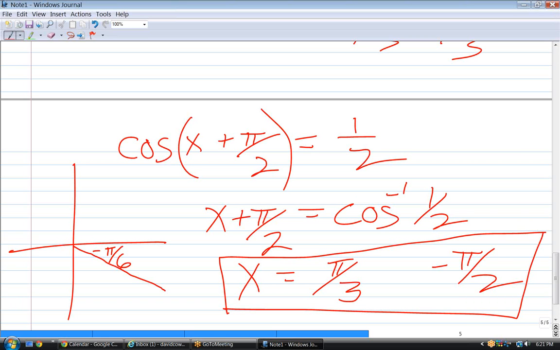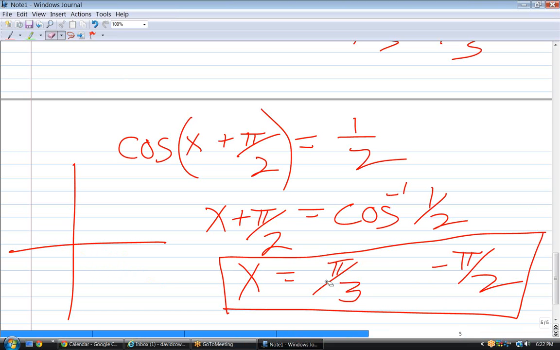Now, you can turn that into a positive angle if you like. That's 11 pi over 6. In other words, let's list our solutions. In fact, minus pi over 6 is not a solution. Sorry. Because it's not in our domain. Our domain is from 0 to 3 pi. So let's keep going. In other words, let's not start there.